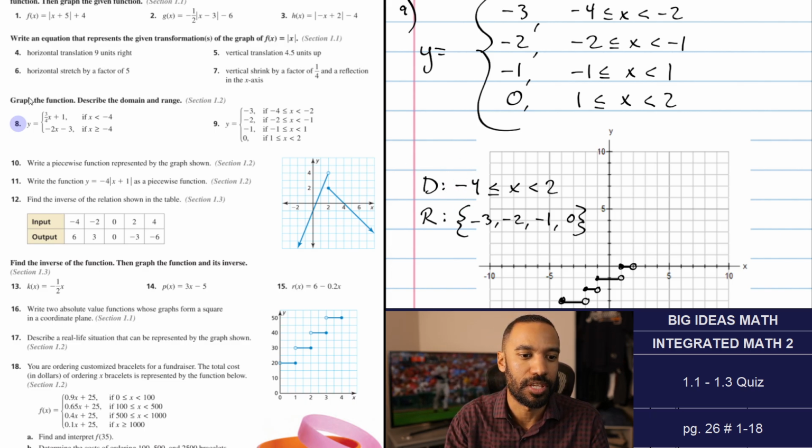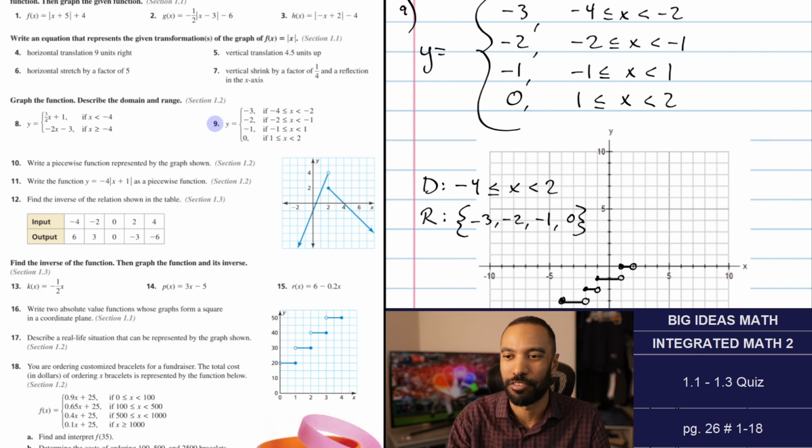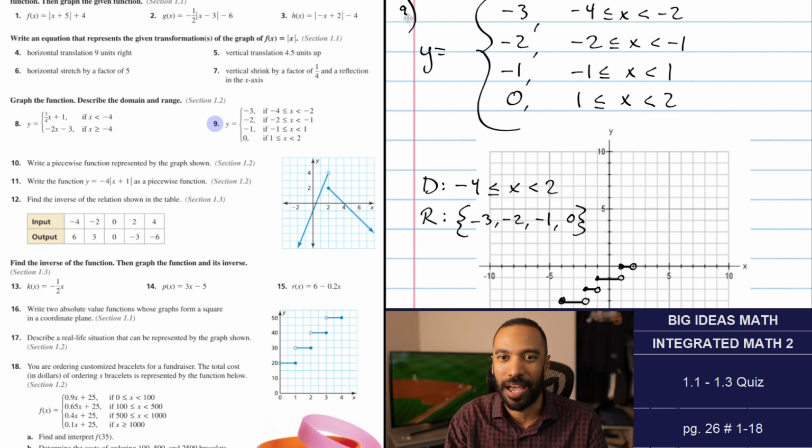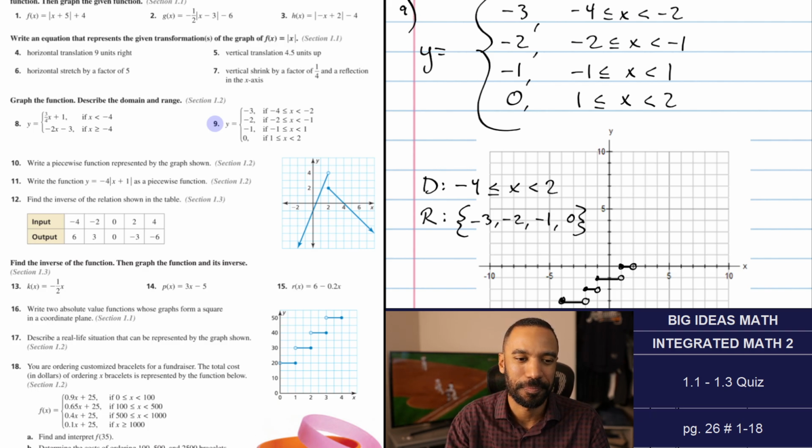I'm sorry that I didn't move this thing back over. I feel bad whenever I don't actually do the things like I intend to. But that is number 9. It's written as such, and there we are.